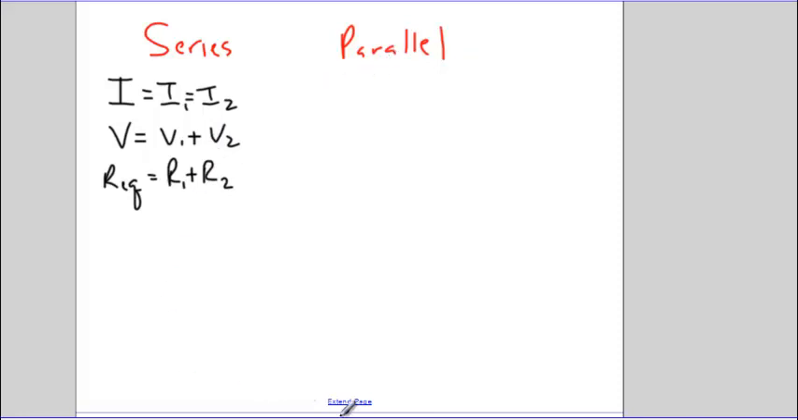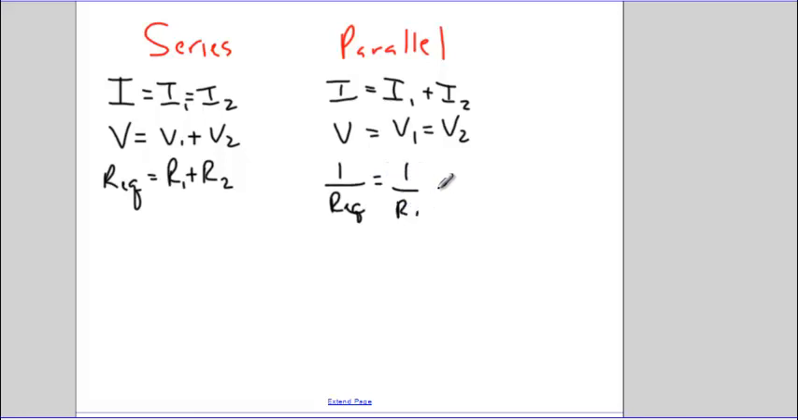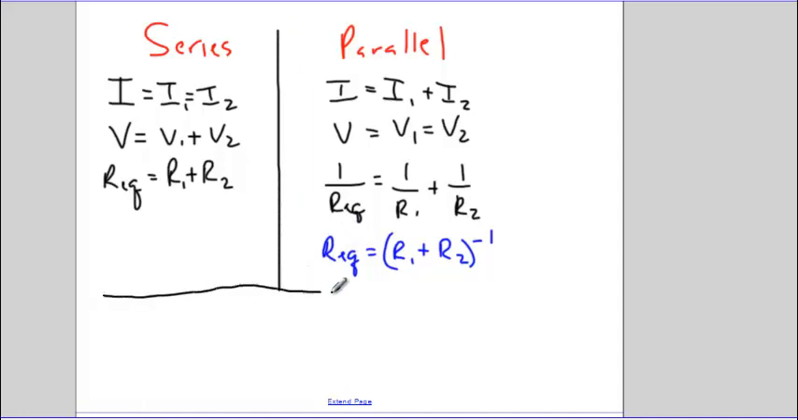In a parallel circuit, we know that I equals I1 plus I2, V equals V1 equals V2, and 1 over the equivalent resistance is 1 over R1 plus 1 over R2. And another way to write this, R equivalent would be R1 plus R2 to the negative 1 power. Stick to whatever method works for you. So I'm going to box these in. And we have generic equations. Again, current is king for a series, and voltage is king for parallel.